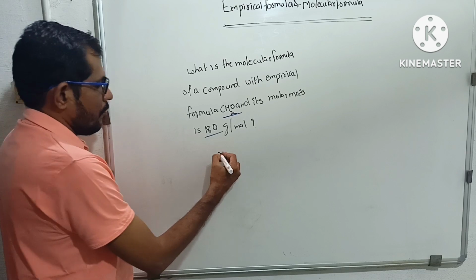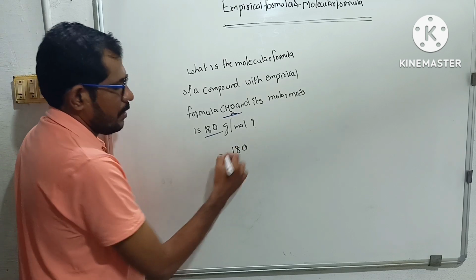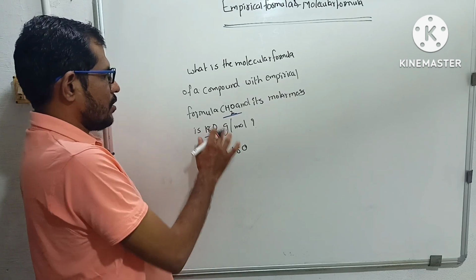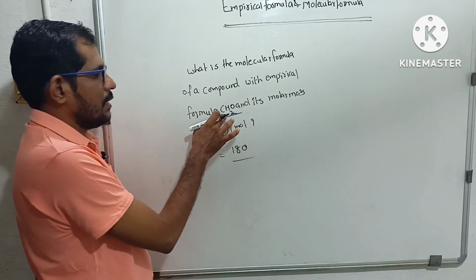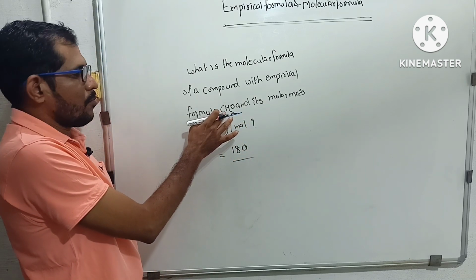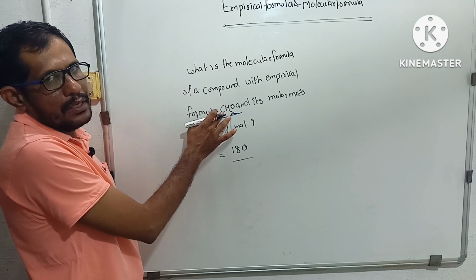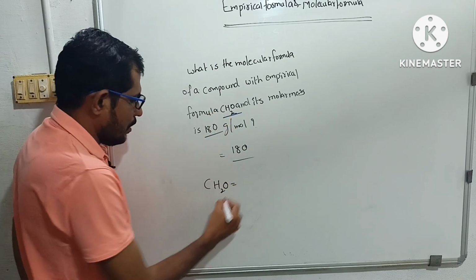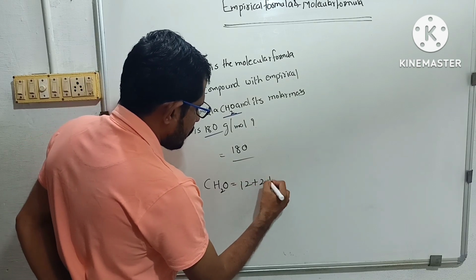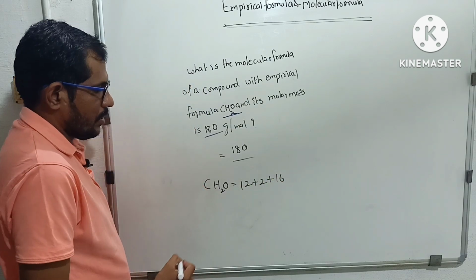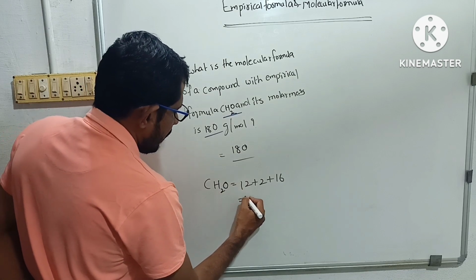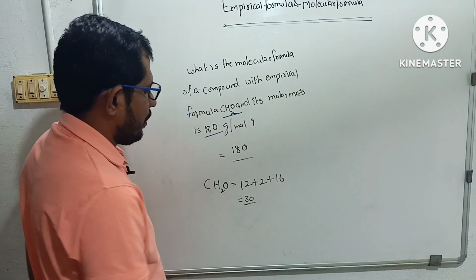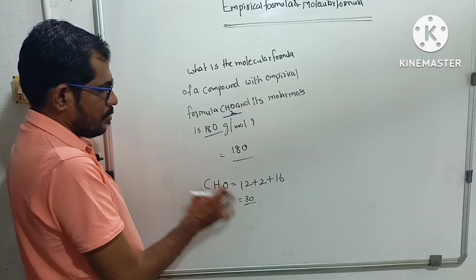What I have told you: first write the molar mass of the compound, then calculate the mass from the empirical formula. What is the empirical formula? CH2O. So carbon is 12, hydrogen is 2, oxygen is 16. So what will come here? Around 30 will come here: 12 plus 2 plus 16, that is 30.